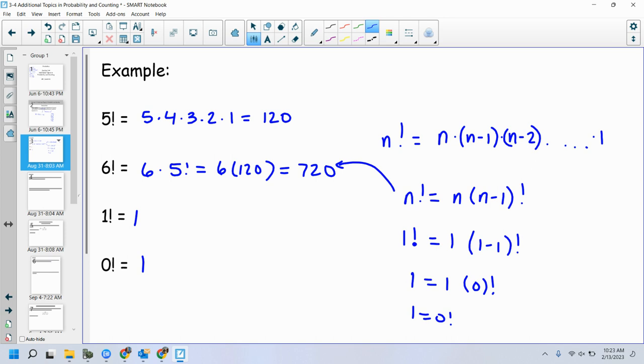Honestly, it's just defined to be 1. It's one of those things that you just got to know. Just like anything to the 0 power is just 1, 0 factorial is just 1 as well.